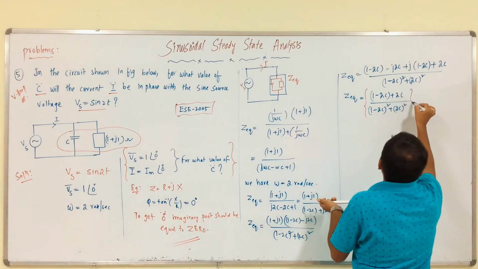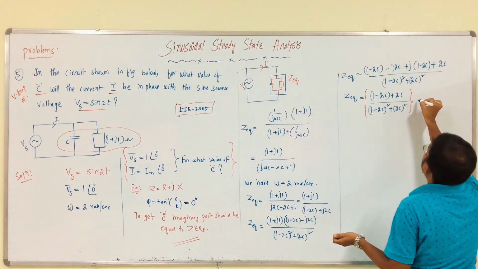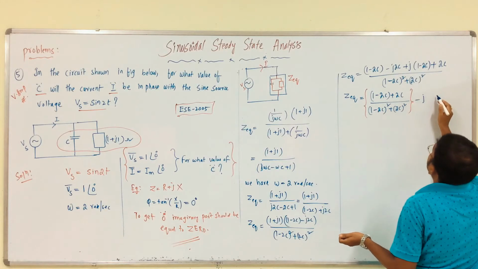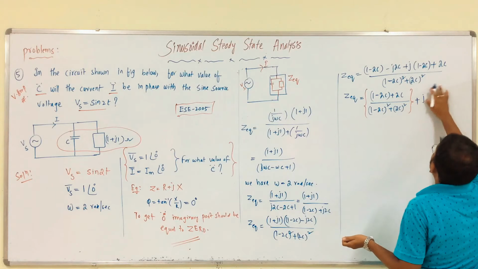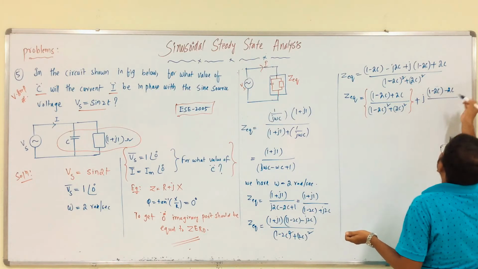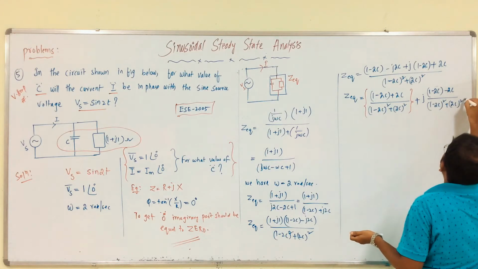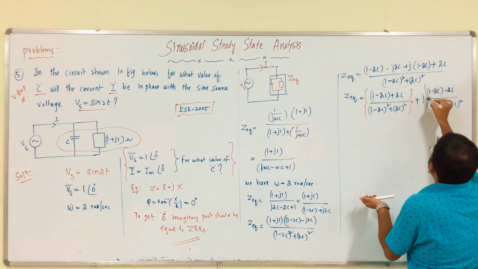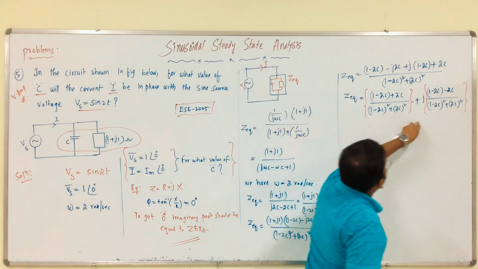This is the real part. Next, minus j common. Can we take minus j or plus j? We can take 1 minus 2c minus 2c by 1 minus 2c whole square plus 2c whole square. So, this is the imaginary part. So, Z equals to what? R plus j x form.